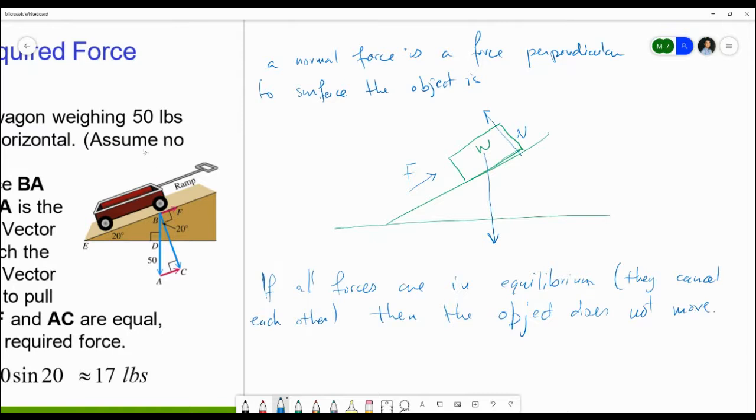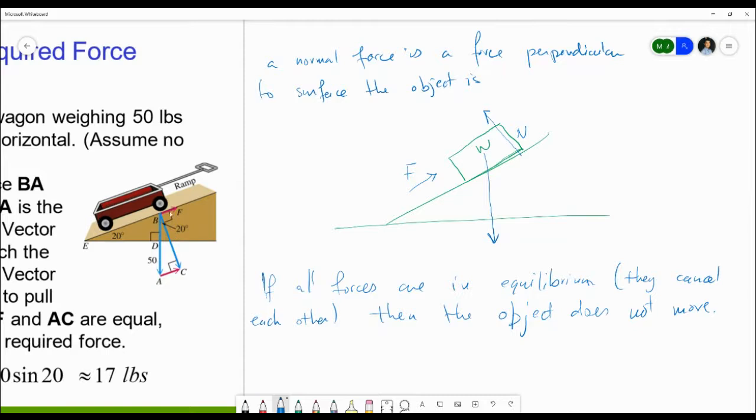Okay, so let's think about this using a wagon here. Let's say you are pushing this wagon up a ramp at whatever angle it is. Think about it: if the wagon is heavy, it's going to require more force to push it up, right? If the angle is steeper, it's going to require more force to move it up.